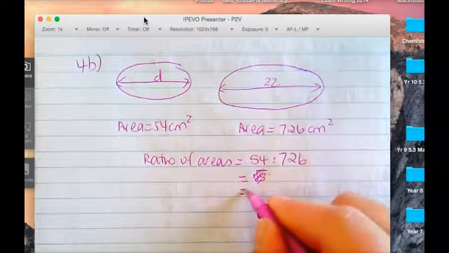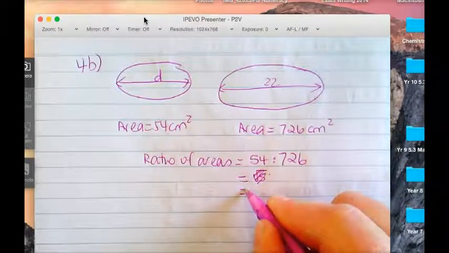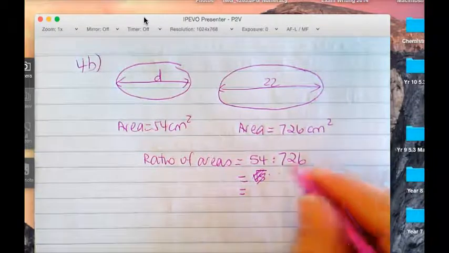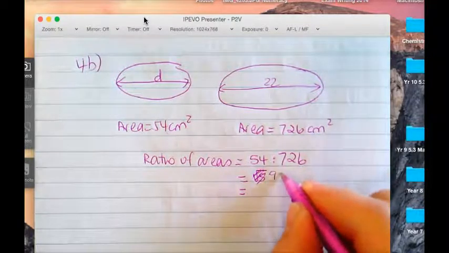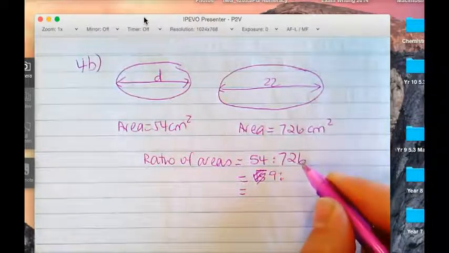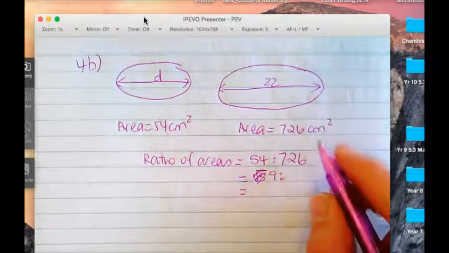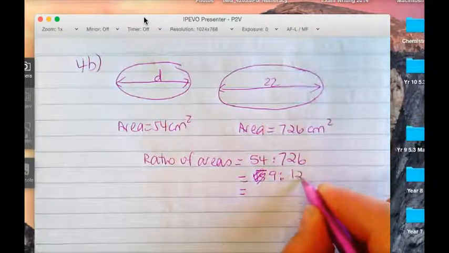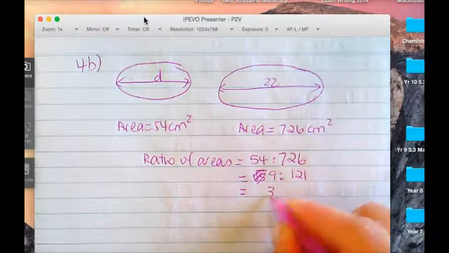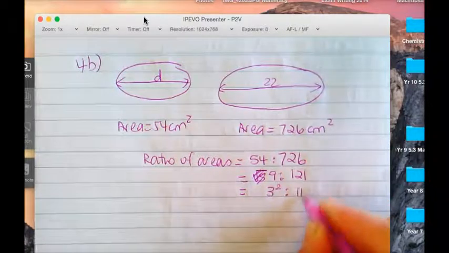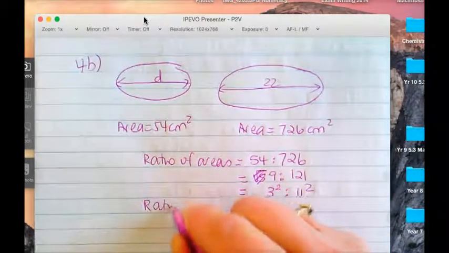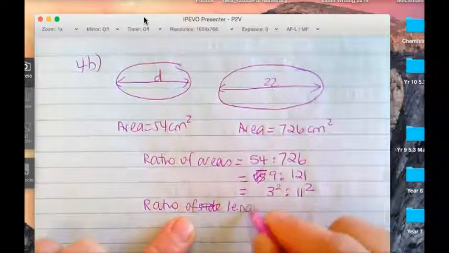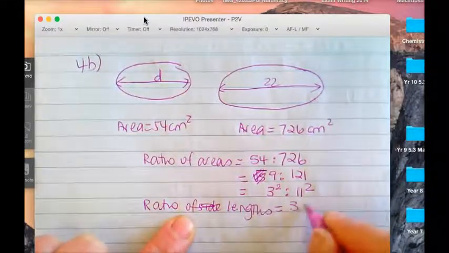You can both divide by 3. Both divisible by 3. All right. So divide them both by 6 and you get 9 to... Can you do 726 divided by 6? 121. Good. So that's 3 squared to 11 squared. So if that's the ratio of areas, therefore the ratio of the side lengths or any lengths, just put lengths, is what? 3 to 11.